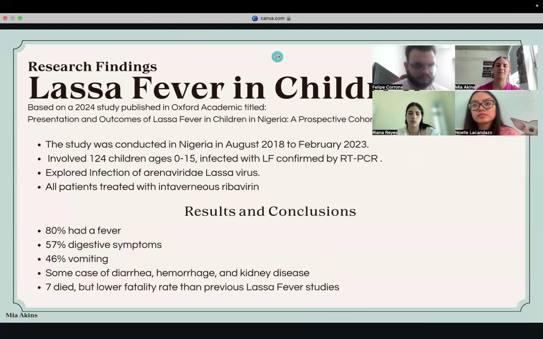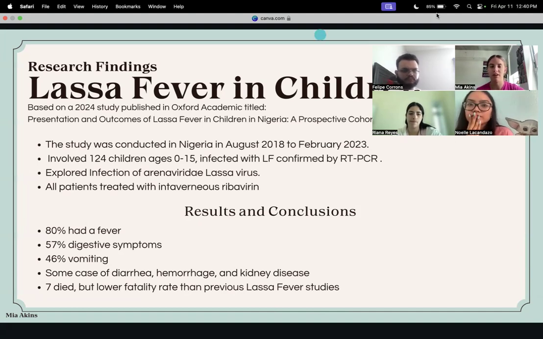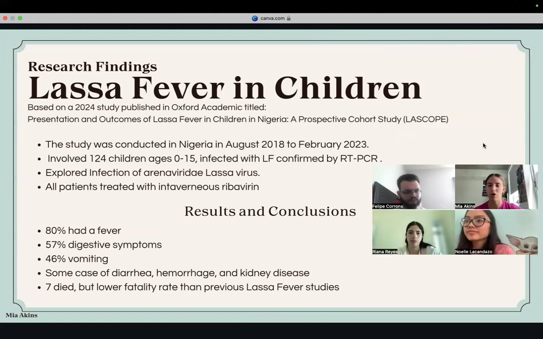All right, my name is Mia Akins, and I'm going to be going over a research finding that was fairly recent. This was a 2024 study, published in Oxford Academic. It was titled "Presentation and Outcomes of Lassa Fever in Children in Nigeria, Prospective Cohort Study," based off of LASSCOPE, which stands for Lassa fever clinical course and prognostic factors in an epidemic context. So yes, this was published within the last year, in 2024.